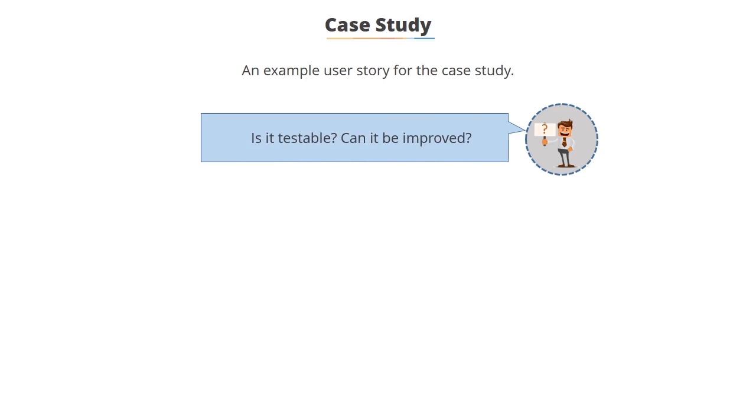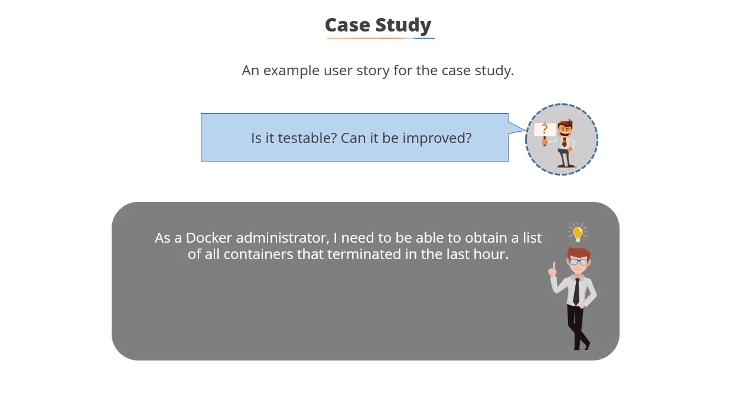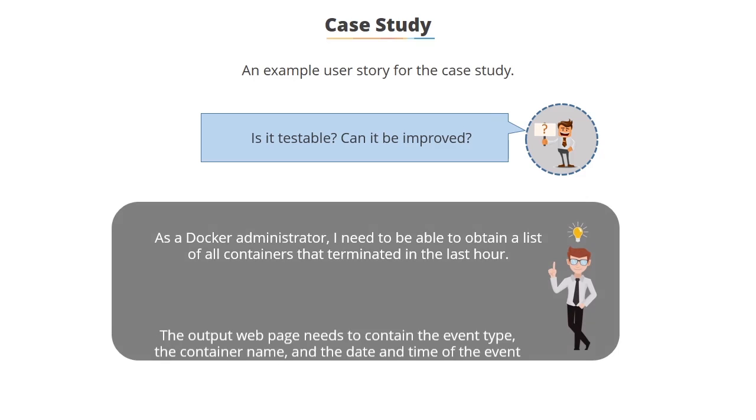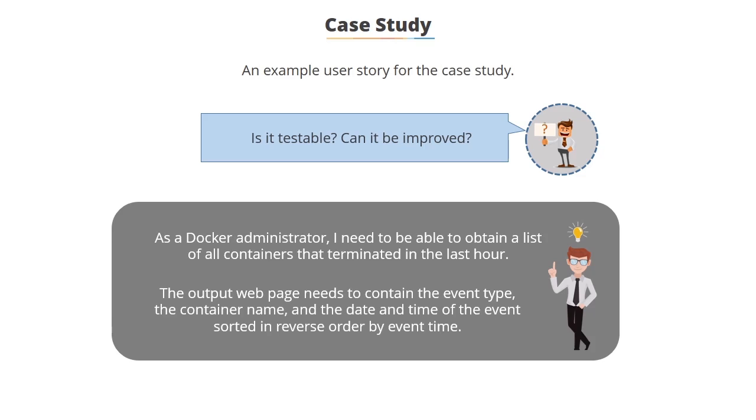So here is an example from the case study we introduced earlier. The question is, is it testable and can it be improved? This is a typical user story notation. As a Docker administrator, it's specifying the role correctly. I need to be able to obtain a list of all containers that terminate in the last hour, a specific statement of what's required. The output web page needs to contain the event type, the container name, and the date and time of the event sorted in reverse time order. That is giving a test. That statement is giving acceptance criteria. It could be improved, but it has the basic ingredients.